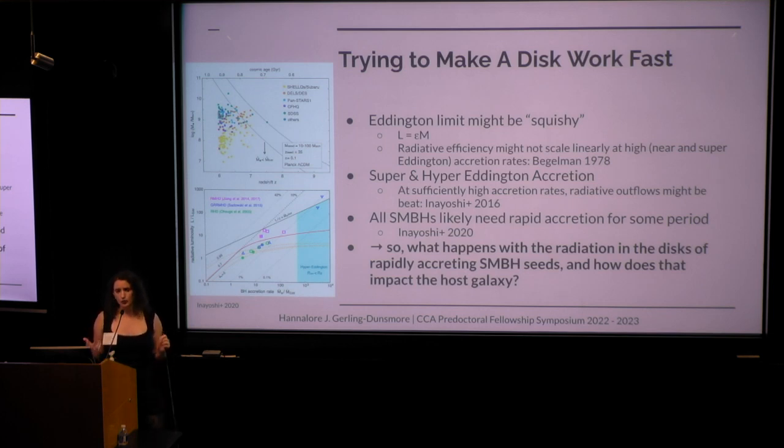And we now do believe that all supermassive black holes do need these really high rapid accretion periods in their lifetimes. Again, summarized really nicely in Inayoshi et al. 2020. So this brings us to the question that I've been investigating with Yanfei, Rachel, and Uli over the last 5 months, which is what happens with the radiation in the disks of these rapidly accreting supermassive black holes, and how does that impact the host galaxy as they co-evolve together in their early evolution?